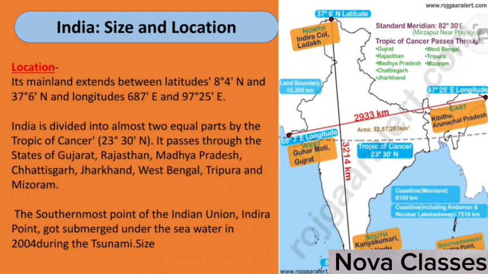Understood, everyone? So what we have talked about today in this section is the location of India. We have talked about the Tropic of Cancer, and how many states the Tropic of Cancer passes through: 8 states. The southernmost point is Indira Point, which was submerged in 2004, and the northernmost point is Indira Col, which is in Ladakh. So that is clear, everyone.